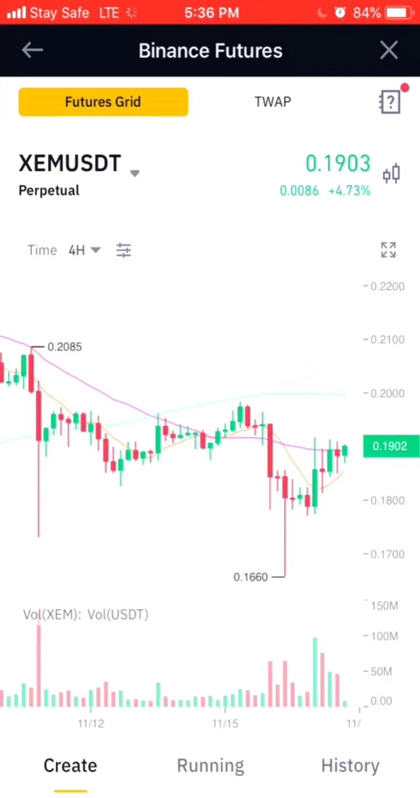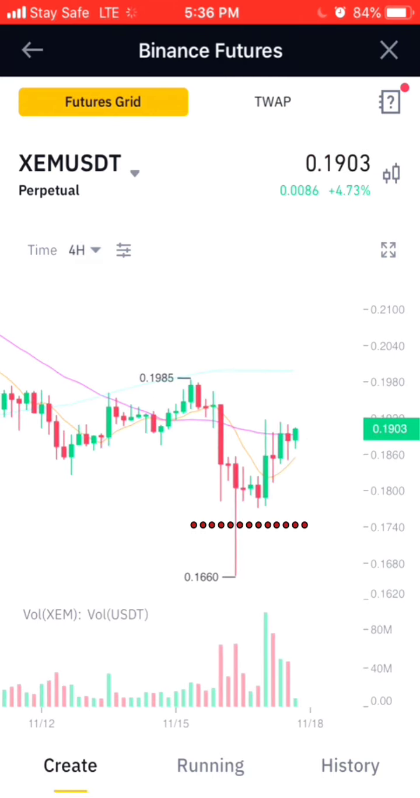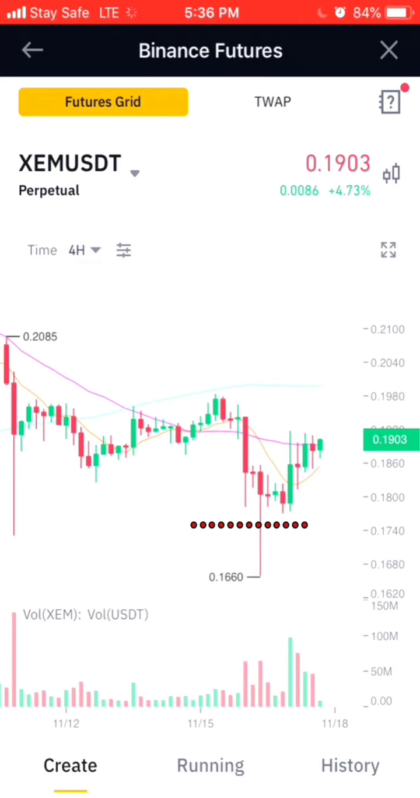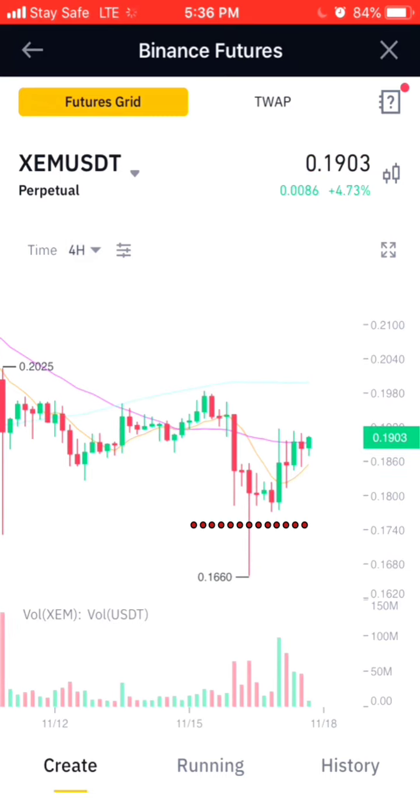You basically want to set your lower limit at an area of strong support, which identifies as resistance for a short position. If the market is currently ranging, then it's recommended to set the upper limit at an area of resistance, which identifies as support for a short position.